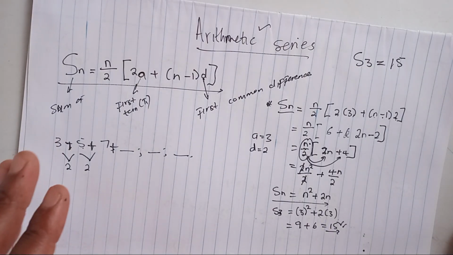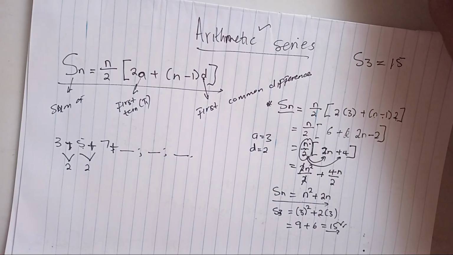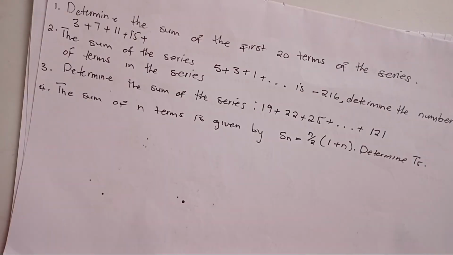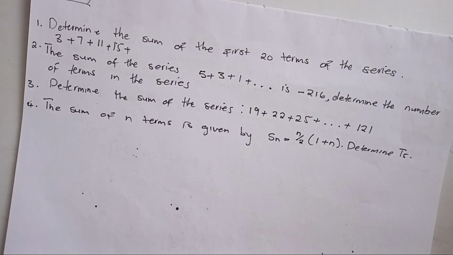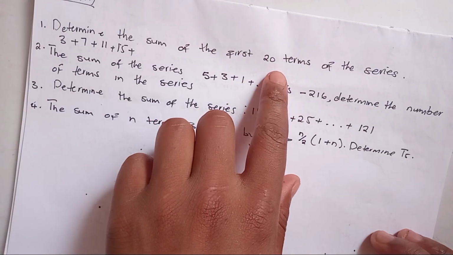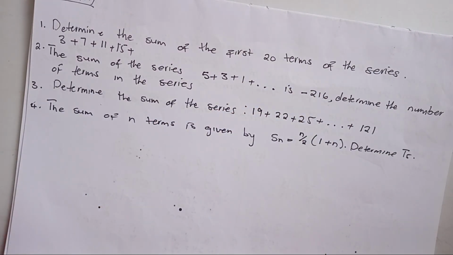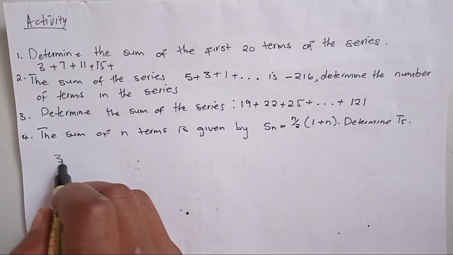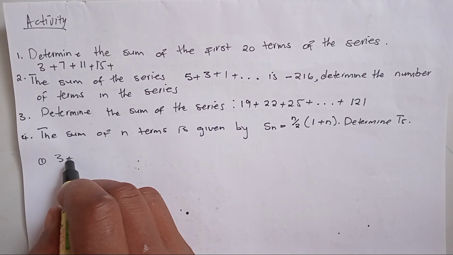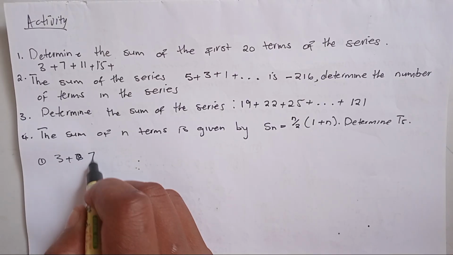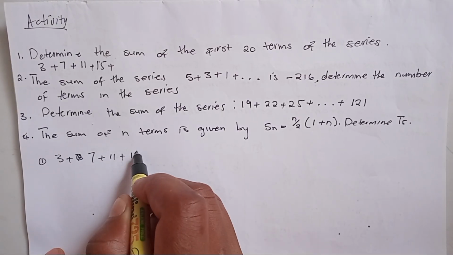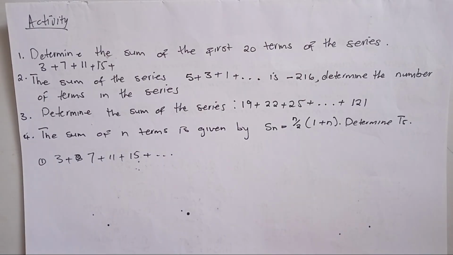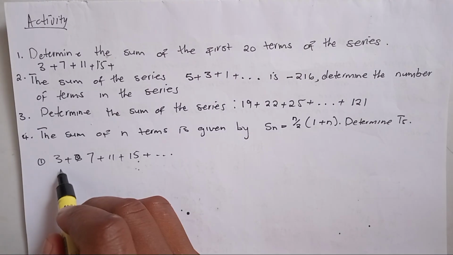So let's try to work on more and more exercises so that we can get used to what we are referring to here. Okay, the first question they say, determine the sum of the first 20 terms of the series. We have our series here: 3 plus 7 plus 11 plus 15 plus. So we are looking for the sum of the first 20 terms. Right, guys. So let's check.